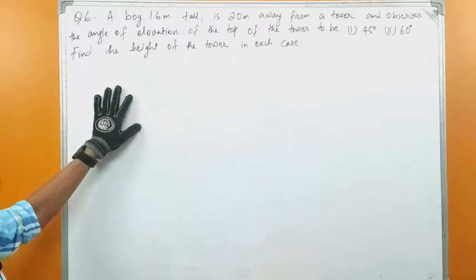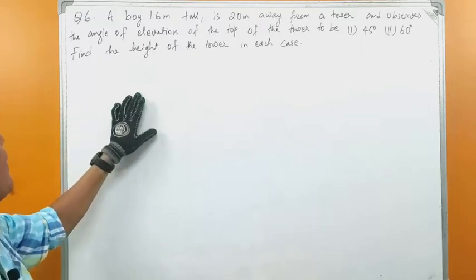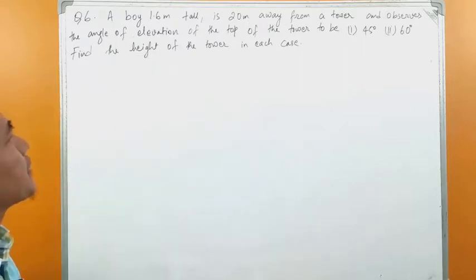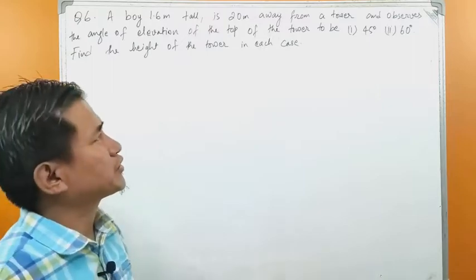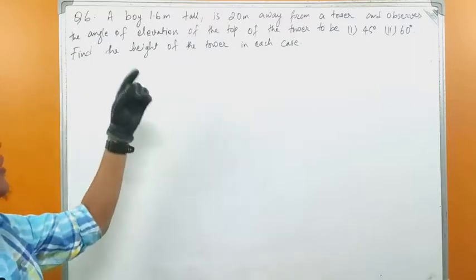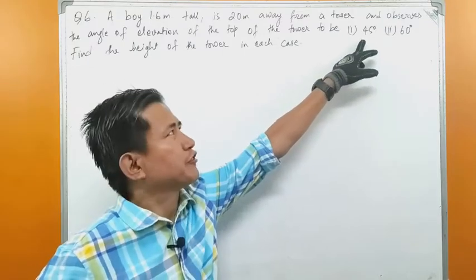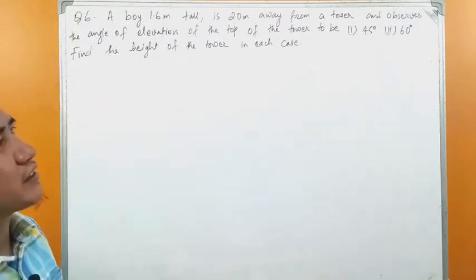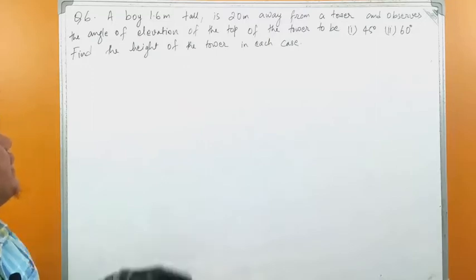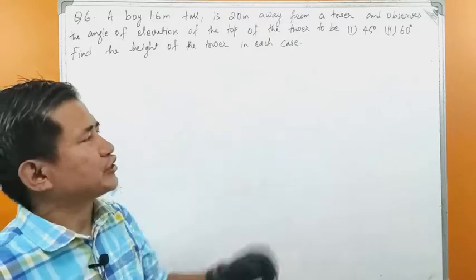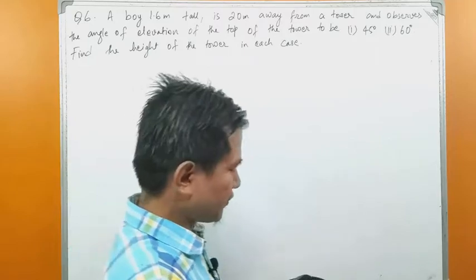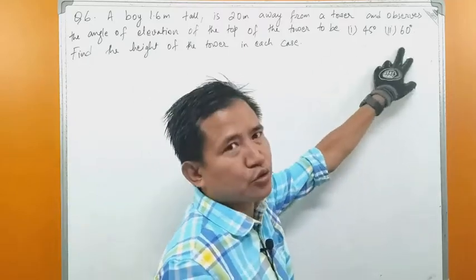So this is question number 6 from exercise 22A. A boy 1.6 meter tall is 20 meter away from a tower and observes the angle of elevation of the top of the tower to be, in the first case, 45 degree, and in the second case, 60 degree. Find the height of the tower in each case. So there are two cases, means two questions.